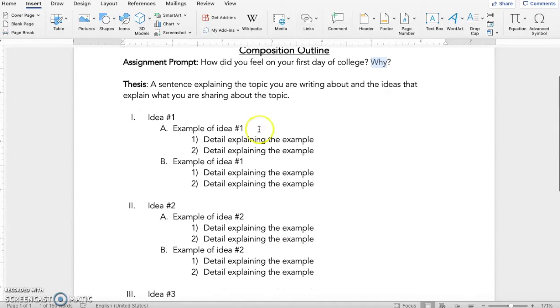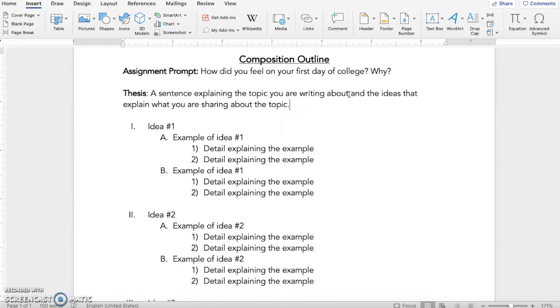If this assignment prompt has something to do with a topic that you don't know about, let's say it's not personal, it could be what kind of pet is best for someone with allergies, right? Then you'd have to do some research. That's more of an expository essay that you're going to be writing. You'd want to do some research, find some reputable sources on the internet, and you would be able to, once you do your research, fill out all these ideas and examples and details.